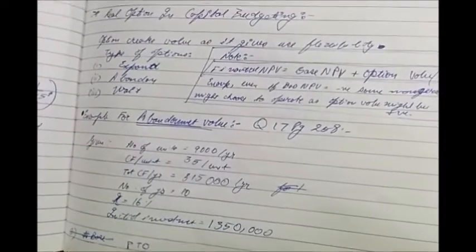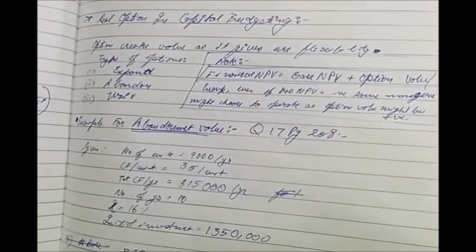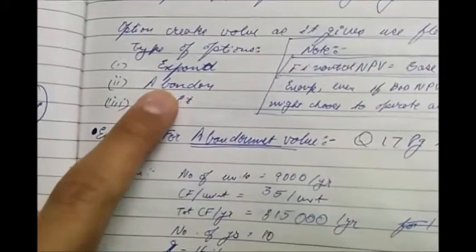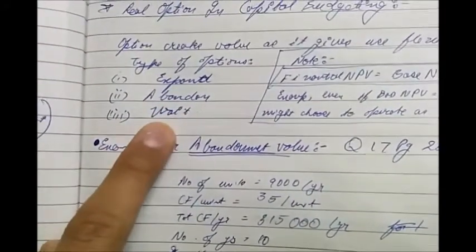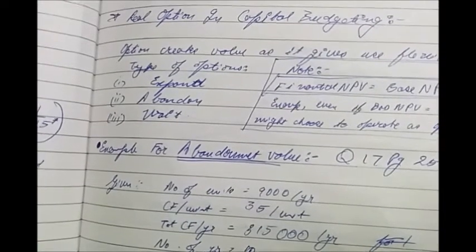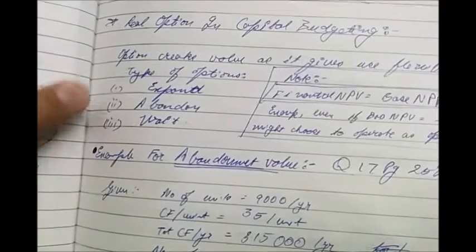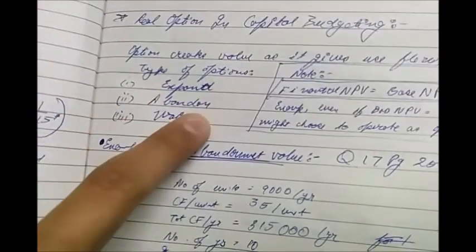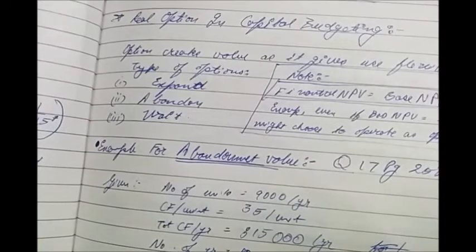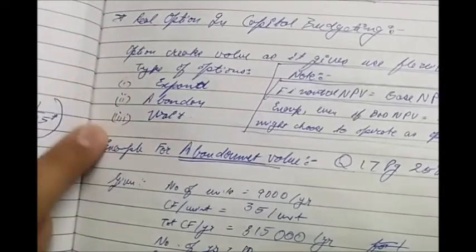It is because they feel that initially the NPV may be negative, but later if we expand the business, or abandon the business, or wait for some time, then we might get some positive value from that particular business. These three things, expanding, abandonment and waiting, are options that we can exercise on that particular investment. So that's why these are called options.